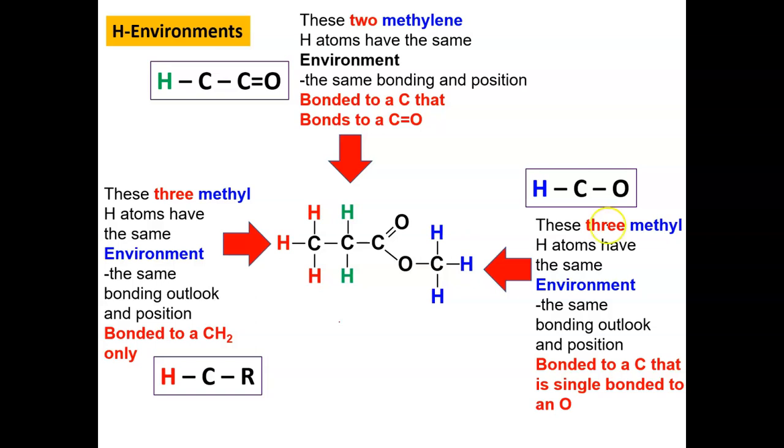So we need to get used to recognizing H's on a carbon which is single bonded to O, H on a carbon which is single bonded to a carbonyl group, and of course the straightforward H's on a carbon bonding to more of the carbon skeleton R.